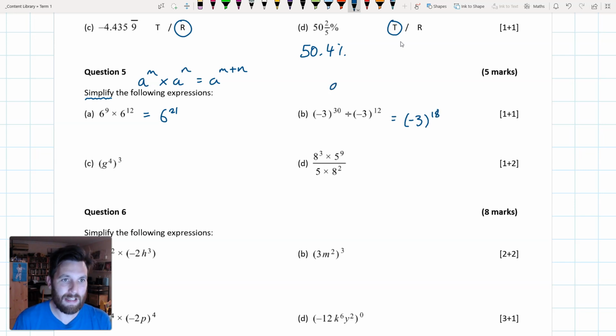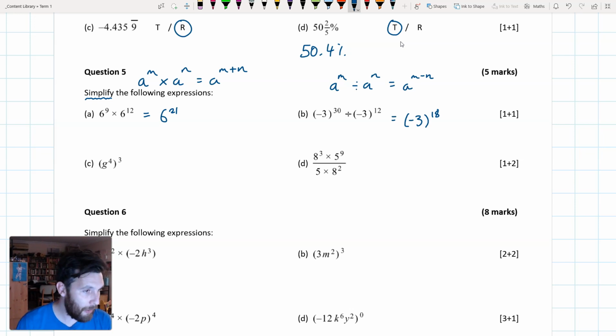And you'll sometimes see that written like this to help you remember. If you're dividing the bases, you simplify the powers by subtracting. But you can remember it how you like.